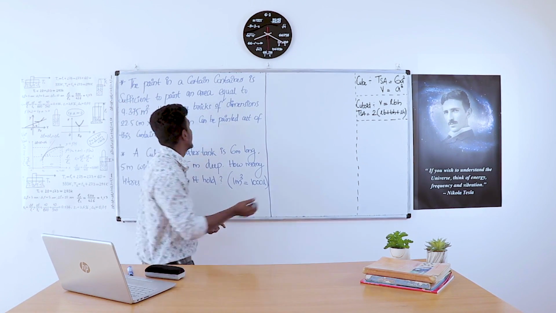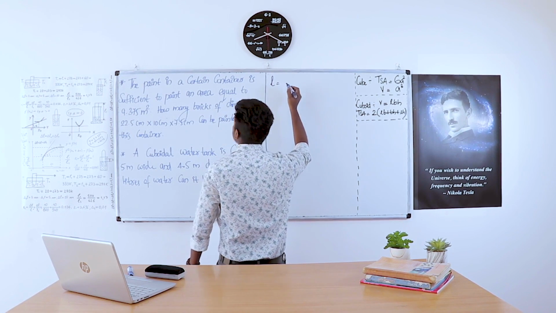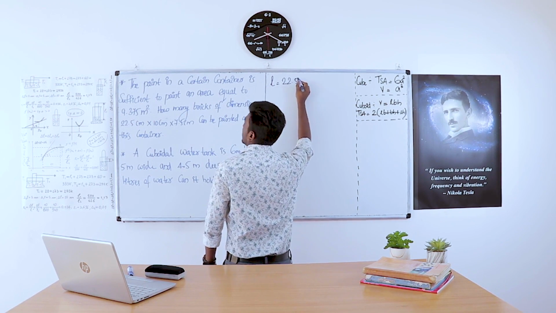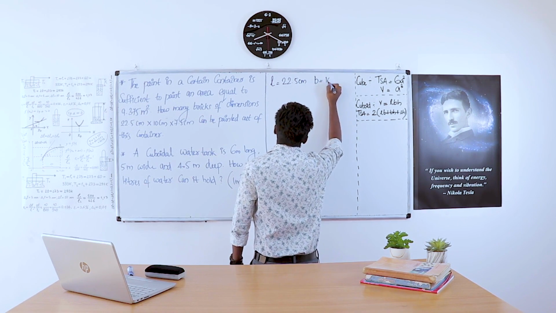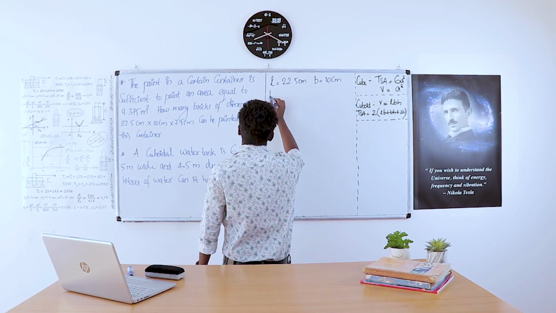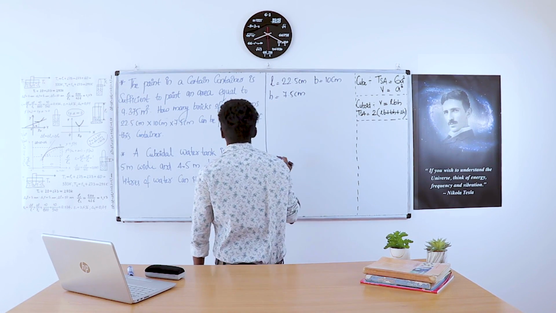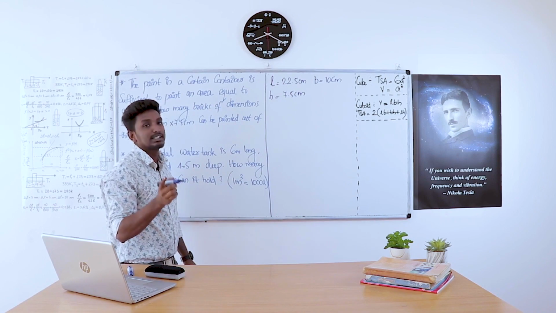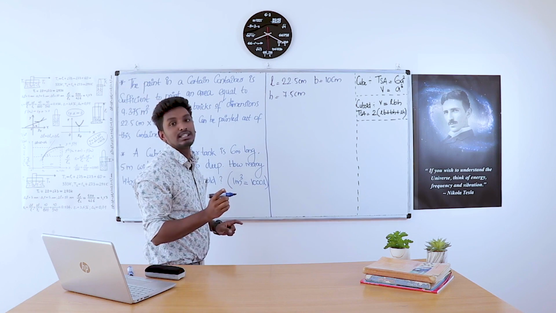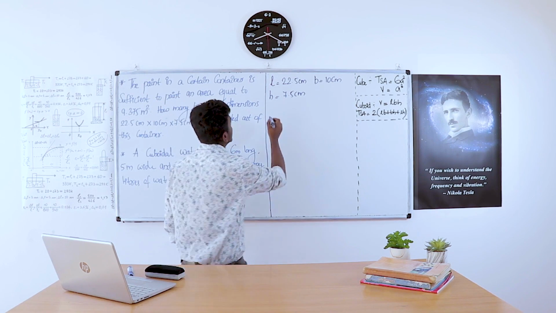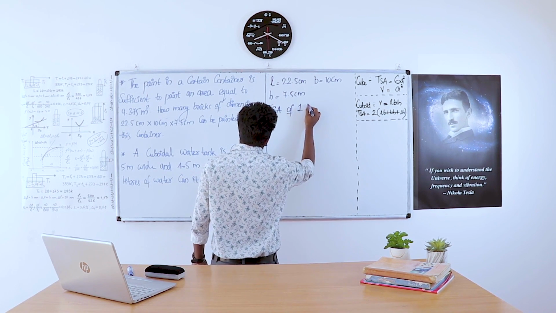So, first the given data is length of the brick, which is 22.5 centimeter. Then breadth of the brick, which is 10 centimeter. Next, height of the brick, which is 7.5 centimeter. So, first of all, we need to find the total surface area of one brick.